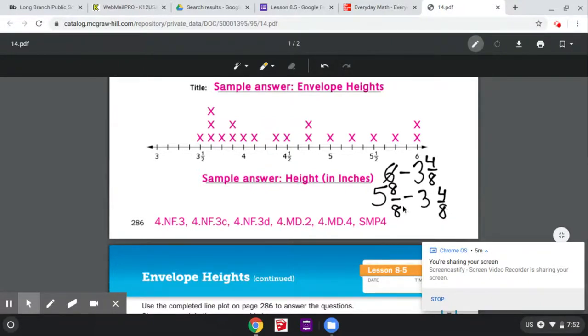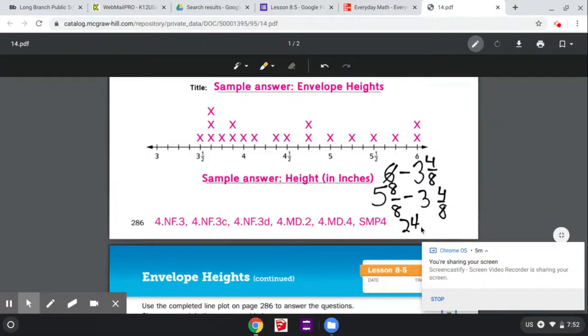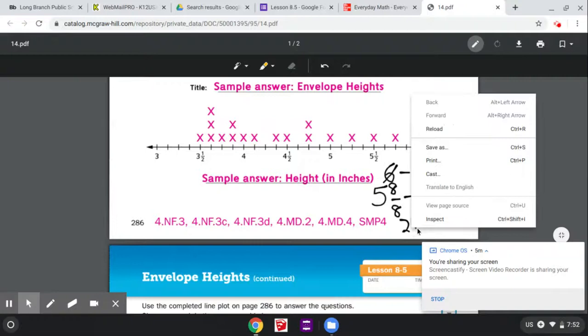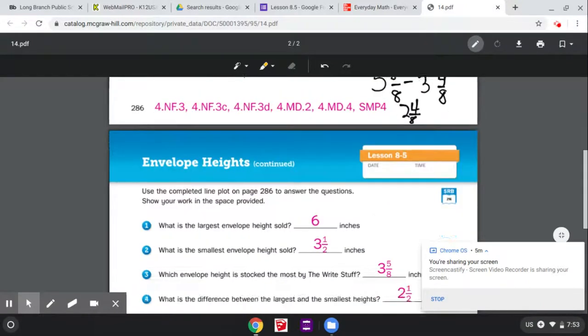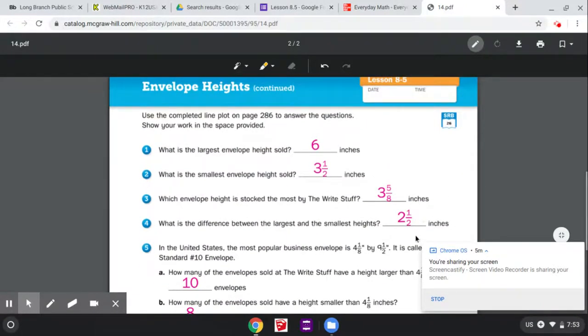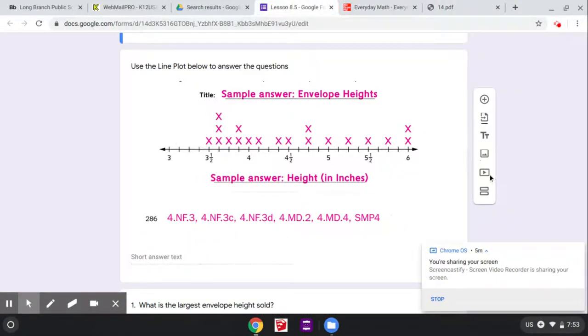Okay, so if you subtract these two fractions, you're going to get 2, right? Because 5 minus 3 is 2, and 4/8. Okay, 2 and 4/8. And if you scroll down here, oh, I'm sorry, it used a half. Okay, so 2.5 or 2 and 4/8 are equivalent fractions. Okay, so that's how you get that answer.